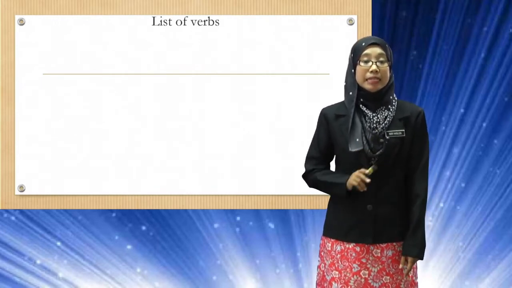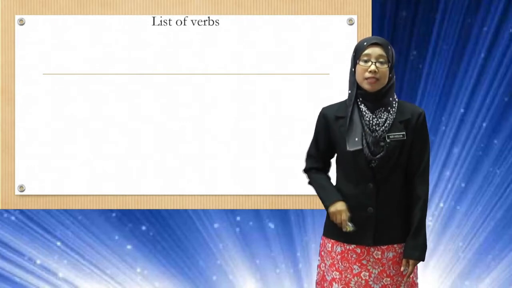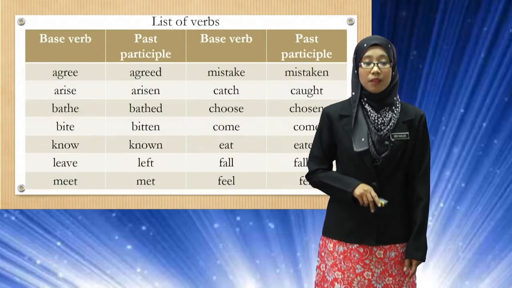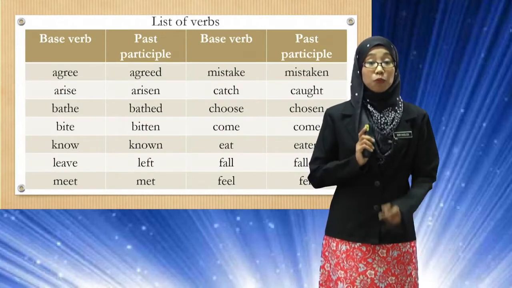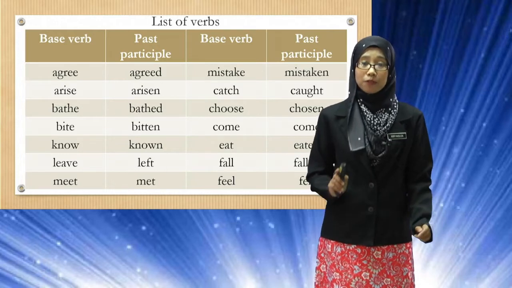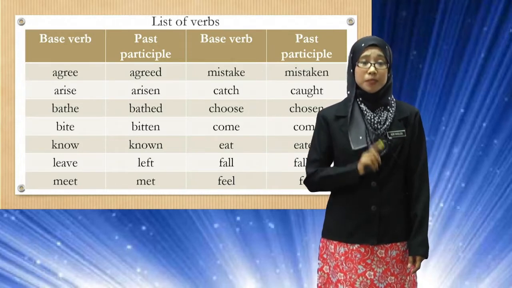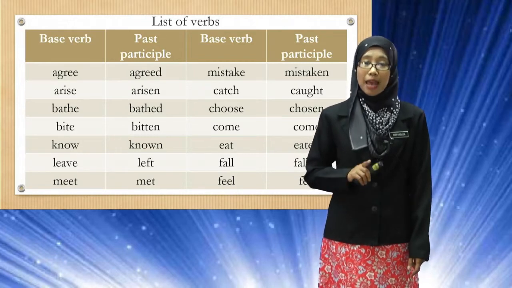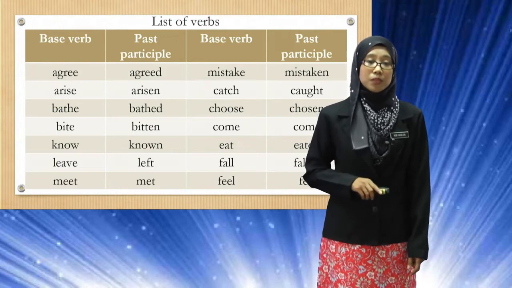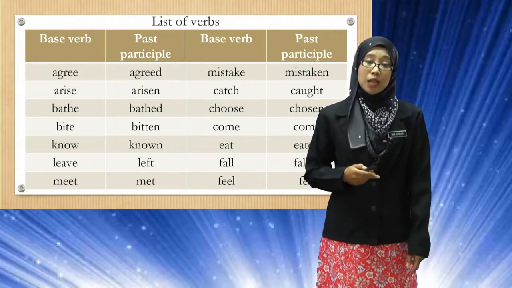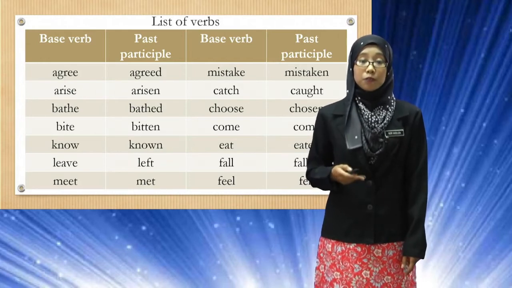Okay, now we look at the list of verbs in base form and past participle. As you know, we need to use the past participle in writing present perfect. So you need to have some list of verbs in past participle to help you in writing. Let's look at the list of the verbs. We will practice pronouncing the verbs correctly. You can follow after me.